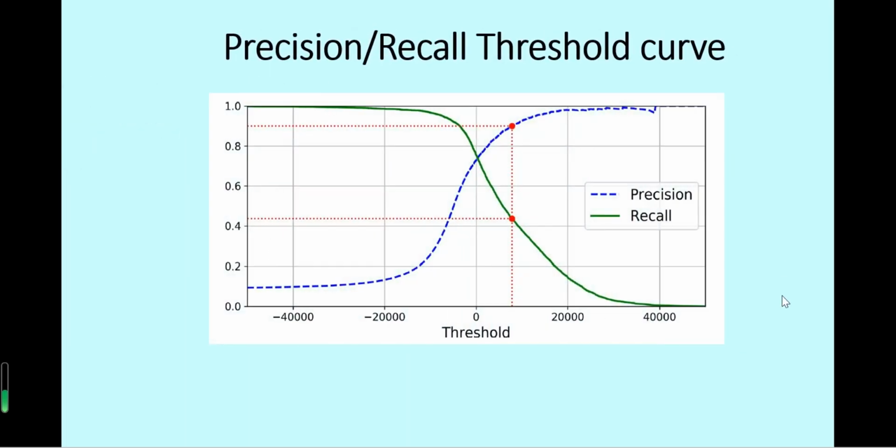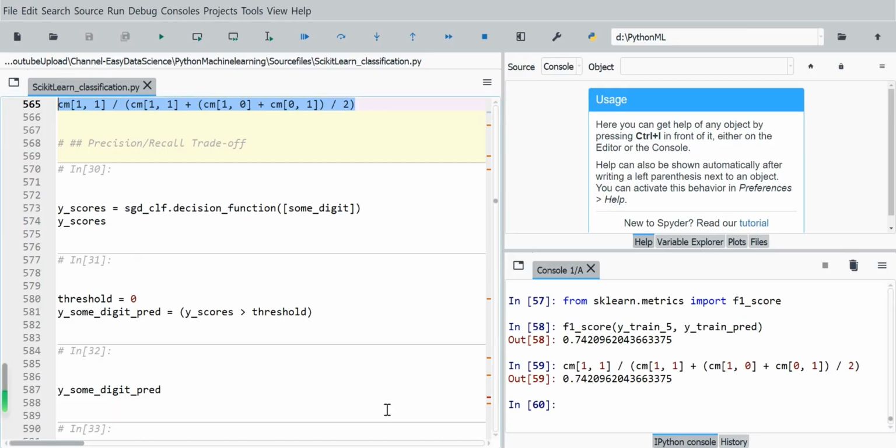So this is the precision and recall, with precision on the y-axis, and the x-axis is the threshold. So we will show this code in Python.